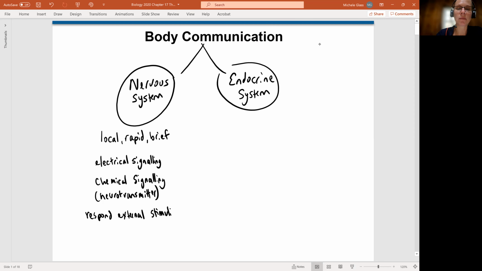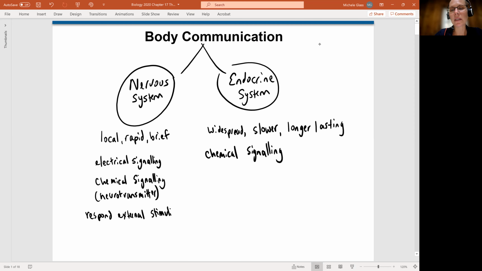When we talk about the endocrine system, we should think about this as being widespread as opposed to localized. It's going to be slower for the signal to make its way to the tissue that it's talking to, but it's also going to be a longer lasting type of response. We're going to see chemical signaling exclusively used, and the chemical involved in the signaling is called a hormone, which we've talked about just a little bit in the past, and we're going to go into that in more detail here. Instead of responding to external stimuli, the endocrine system is more responding to internal stimuli. And we'll see that it's mostly regulated by negative feedback mechanisms.